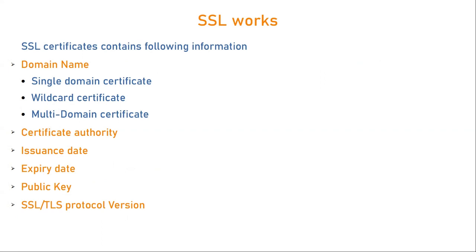So an SSL certificate contains the following information: domain name, certificate authority, issuance date, expiry date, public key, SSL/TLS protocol version, right? So every SSL certificate would have some version, and it gets incremented after every 2 years kind of thing. The expiry date of the SSL is basically 2 to 3 years, and after every 2 years or 3 years you need to renew that certificate to make sure that when you transfer the data between the web browser and the web server, it is encrypted and it's private. So that's how SSL works.